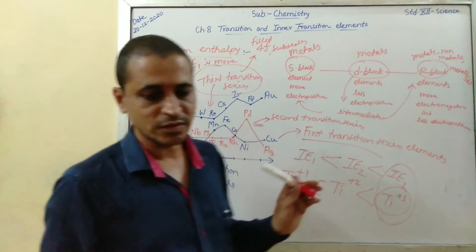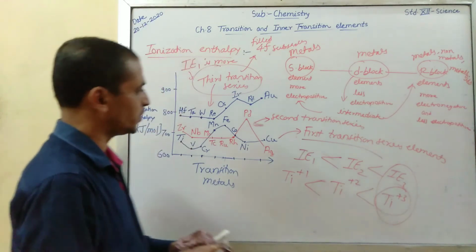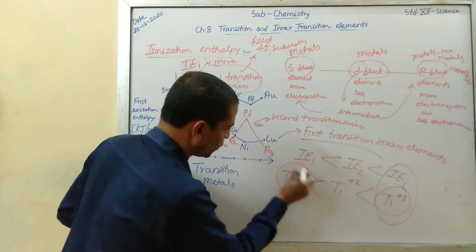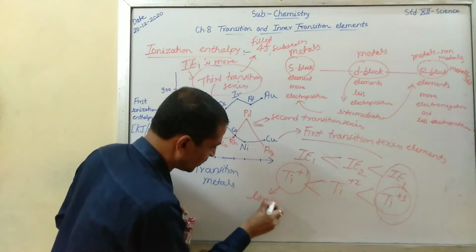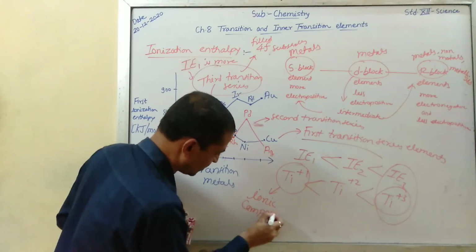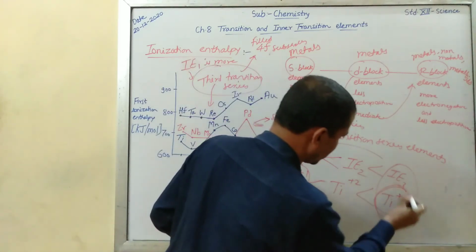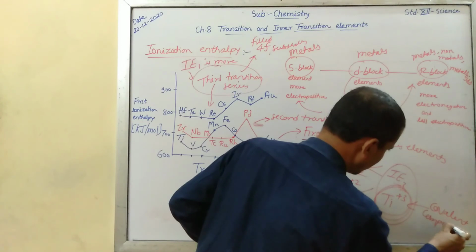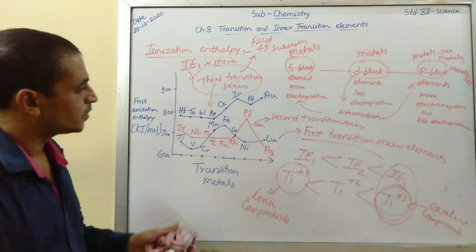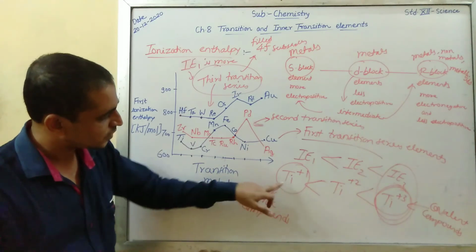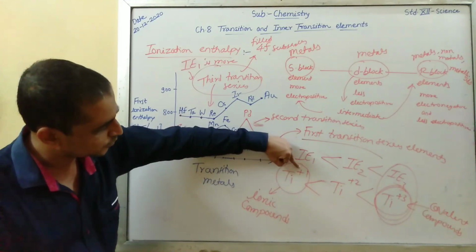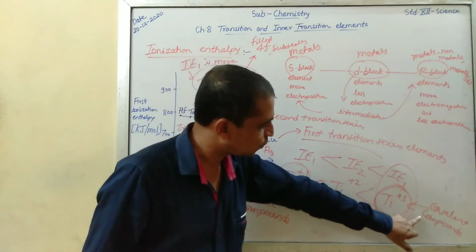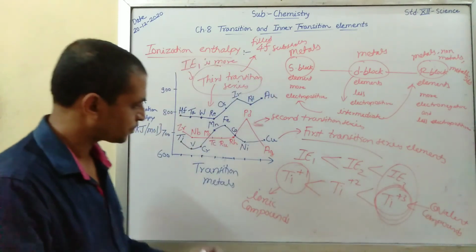I hope you understood this concept about ionization enthalpy. One more point I have to tell here: in the lower oxidation state they form ionic compounds, but in the higher oxidation state they form covalent compounds. Remember this. It means these d block elements can form ionic compounds in lower oxidation state, because see, titanium plus 1 is lower, and see here titanium plus 3. So in higher oxidation state they can form covalent compounds.